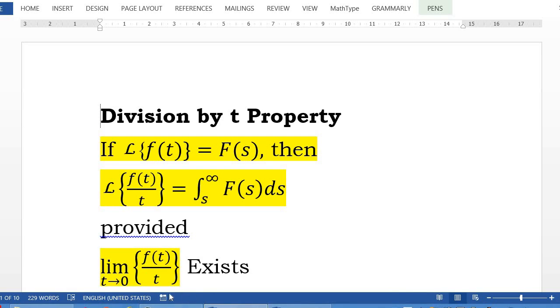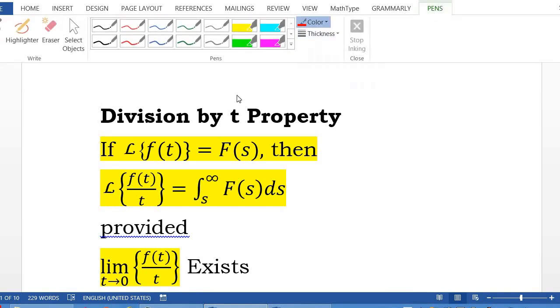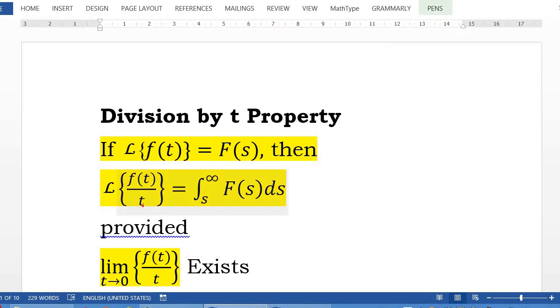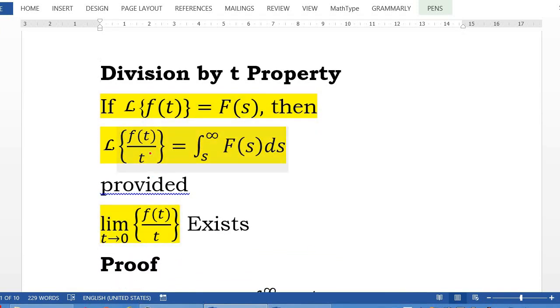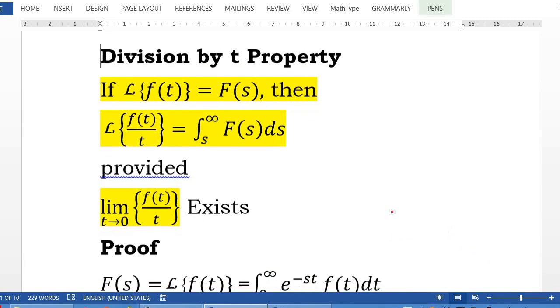Okay, and today we are going to learn the division by t property, which says if the Laplace transform for f(t) is equal to F(s), then the Laplace transform for f(t) divided by t, that's why we call it division by t, is equal to the integral of F(s) ds from s to positive infinity, provided the limit for f(t) over t when t approaches 0 exists. Okay. To prove the Laplace transform for f(t) over t equals the integral of F(s) ds from s to infinity.